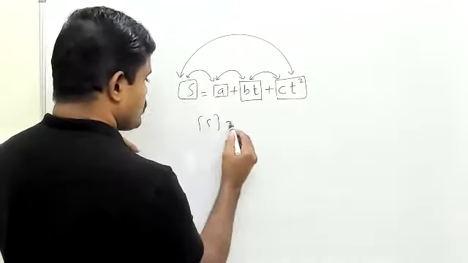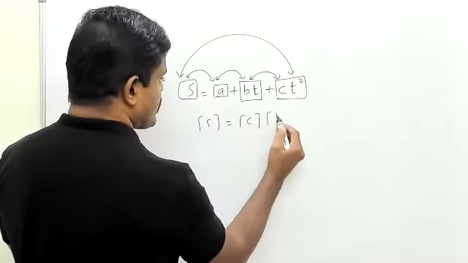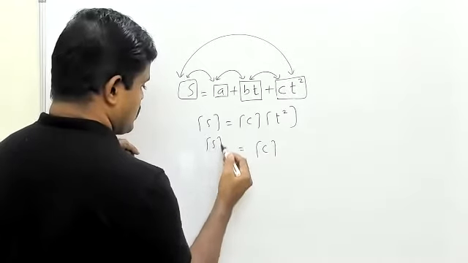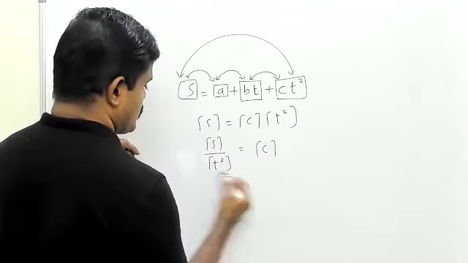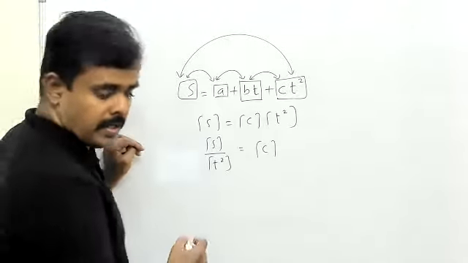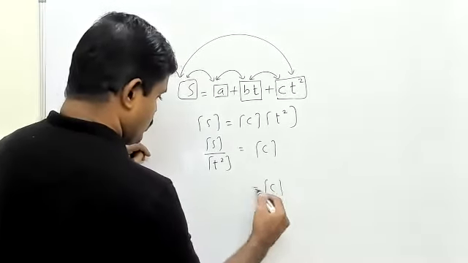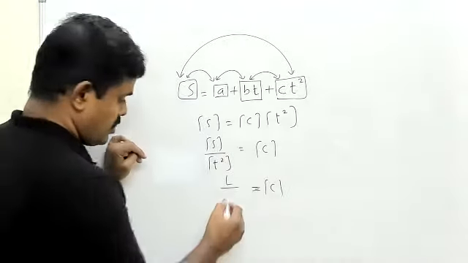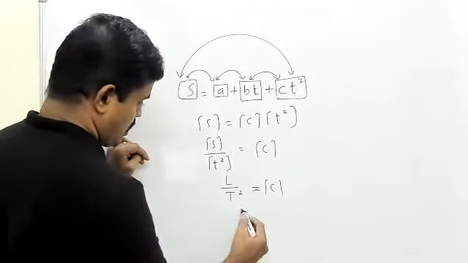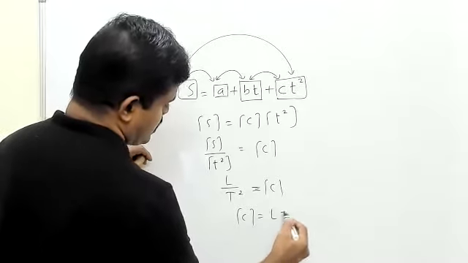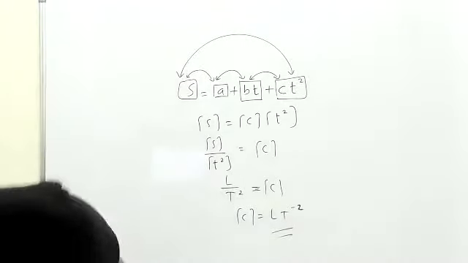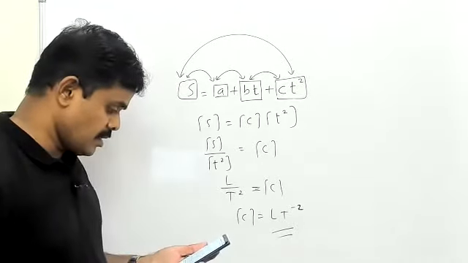Dimension of S is equal to dimension of C into dimension of T square. I need to find that of C only. It is the dimension of S divided by the dimension of T square. So dimension of C is equal to S, which is a distance. Distance is L, so L by T square. So dimension of C will be L T raised to minus 2. Is that there in the options?